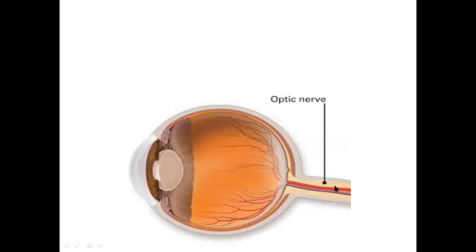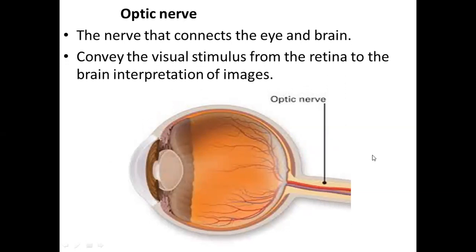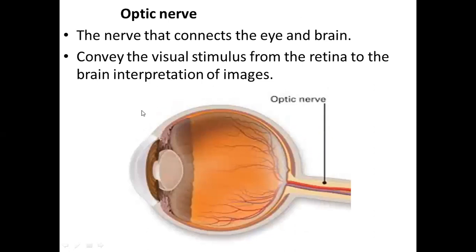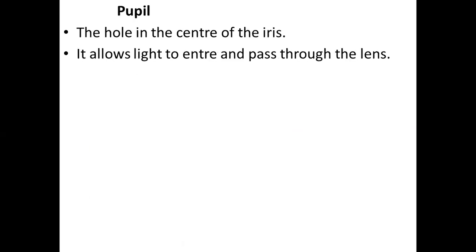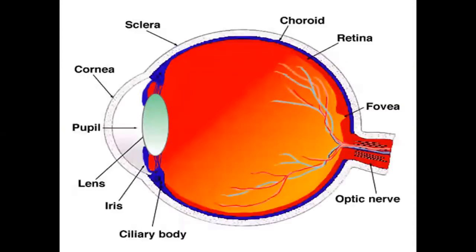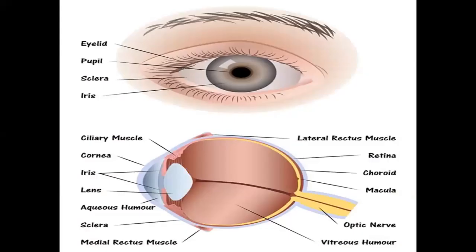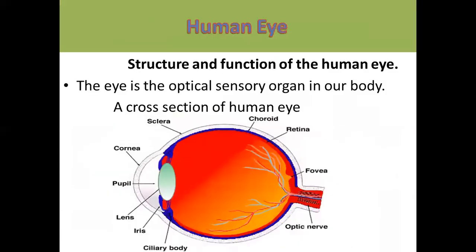The optic nerve is what carries the message to the brain. Right? I think you understood the main parts of the human eye. Right, we'll go to our lesson again from the beginning. We are going to start from here again.